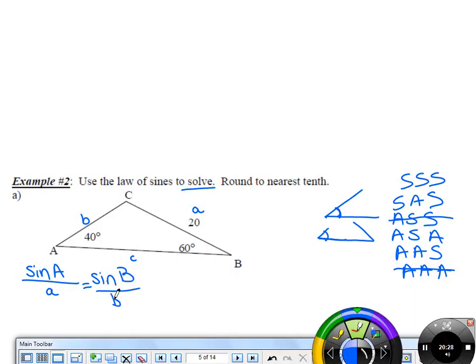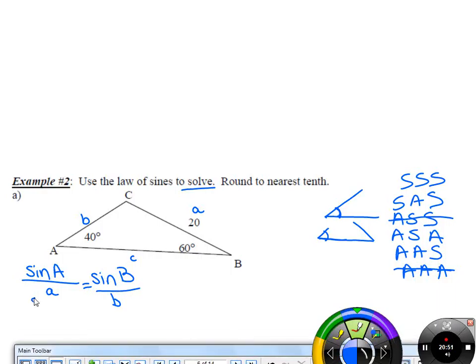Okay? So basically, to use this law, I need one complete fraction, one complete ratio, meaning I need an angle and the side across from it so I have one thing that's all numbers so I can actually solve for stuff. Do I have that here? Yes. Okay, which angle pair do I have? A. So I have 40, and then I have the side across from it, 20.